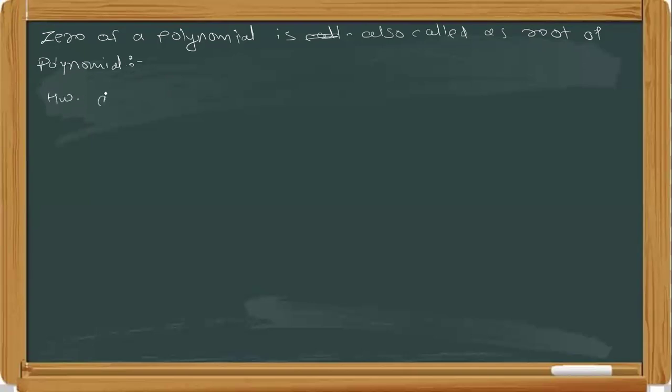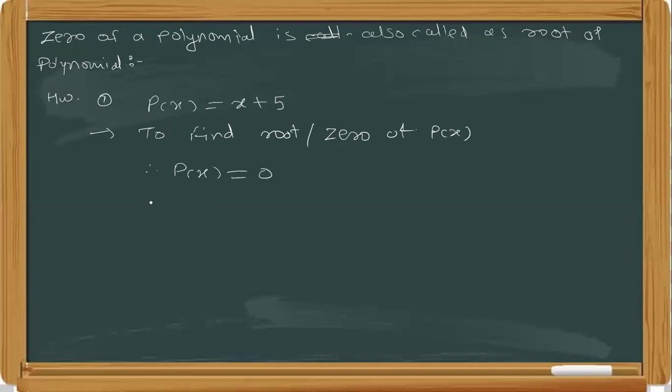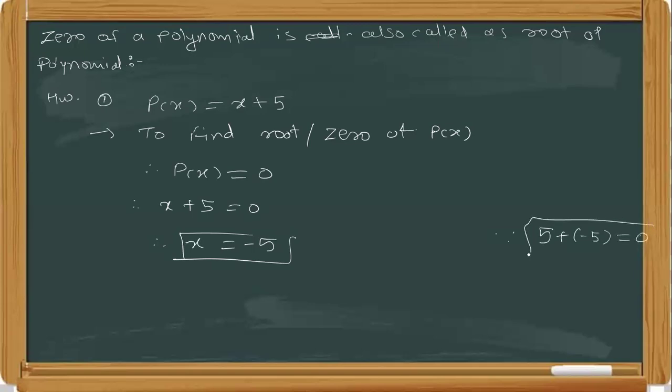Now the homework given was, first example, p of x equals x plus 5. To find the root or zero of p of x, what we need to do is equate p of x with 0. Therefore, x plus 5 equals 0, so x equals minus 5. So that 5 plus minus 5 only gives us 0. So this is the solution.